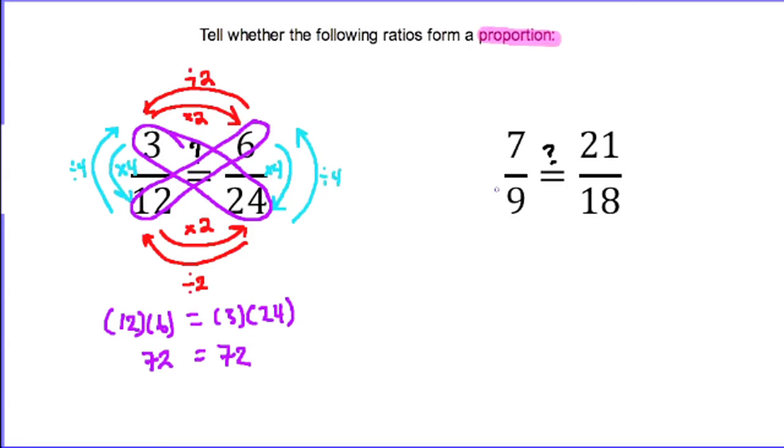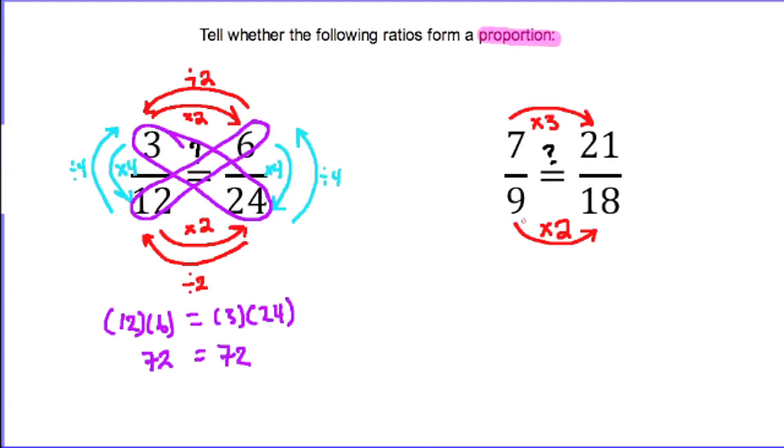Let's try this on the other side here. In this case, I'm going to look at the same three patterns to see if they exist. First of all, if I look between ratios, I can see that to go from 9 to 18, I would multiply by 2, but to go from 7 to 21, I need to multiply by 3. So that is not a proportion.